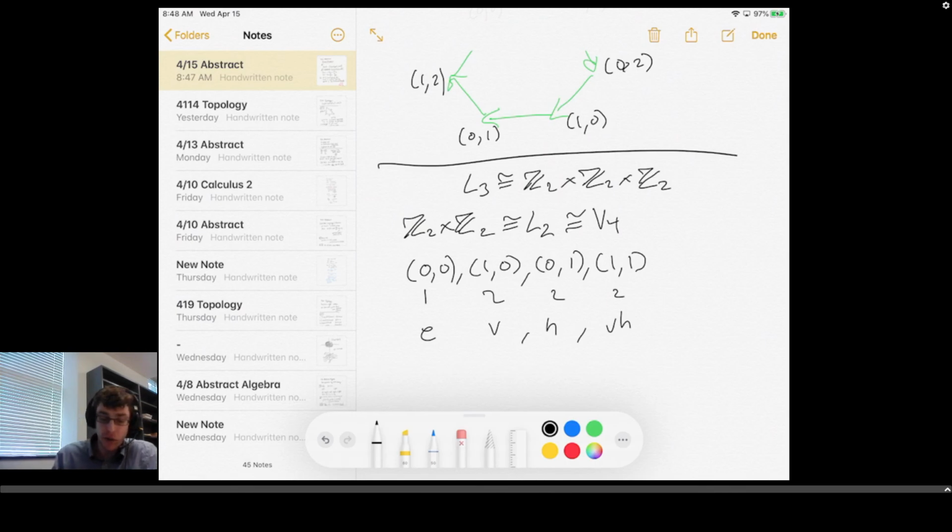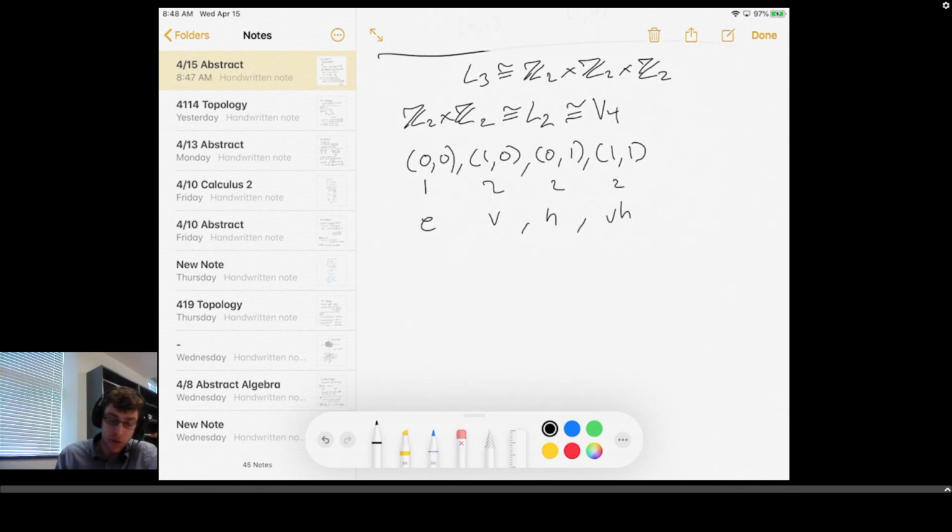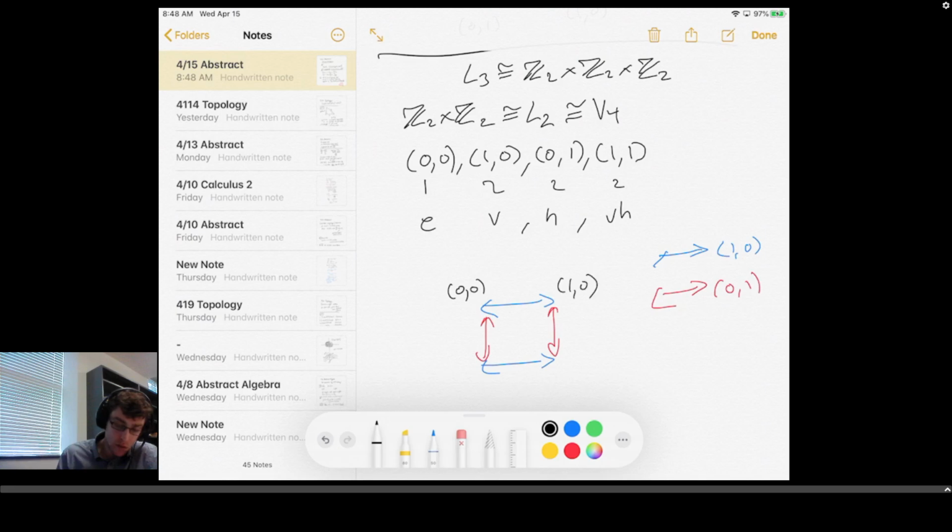And so we also know what the Cayley graph looks like, right? So that one's going to be, say this is 1, 0, this is 0, 1, then you're going to get a square.